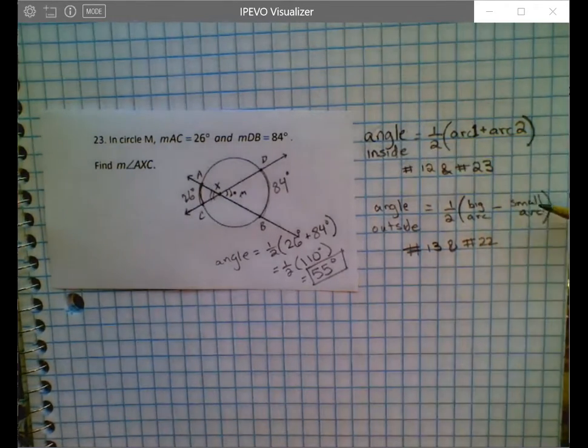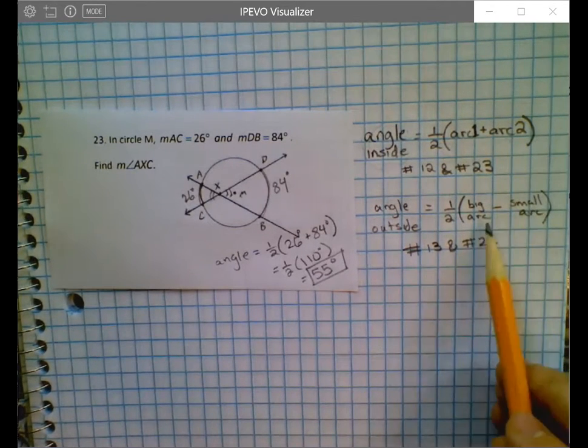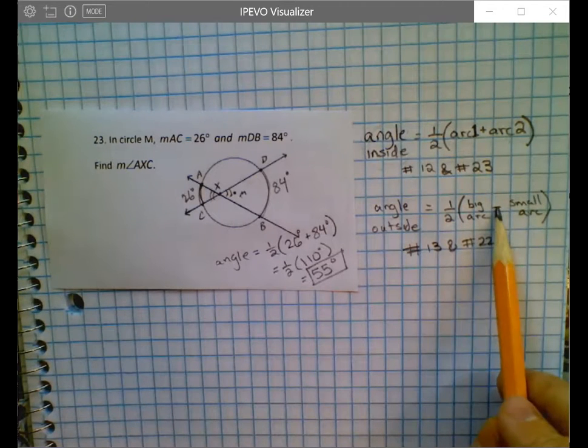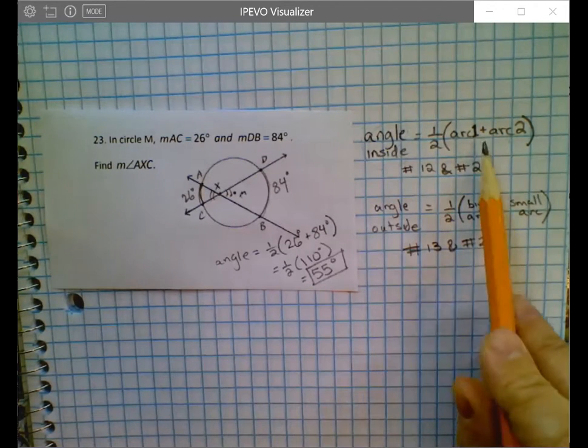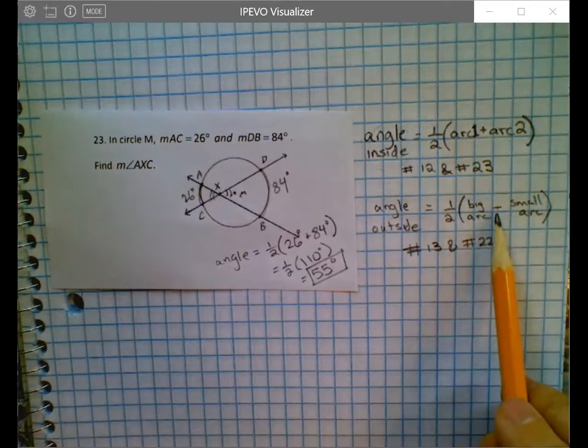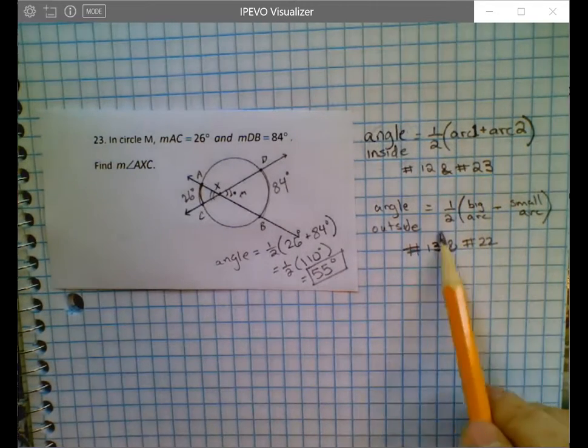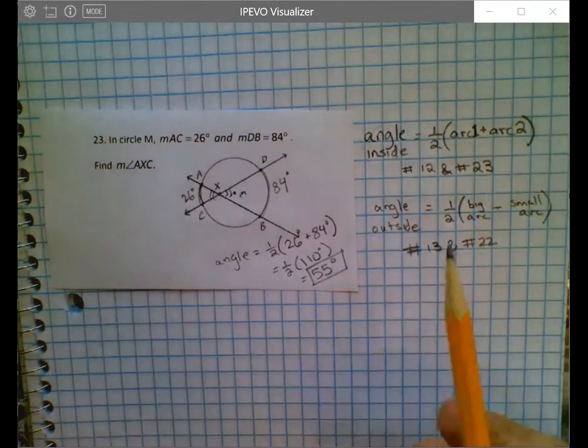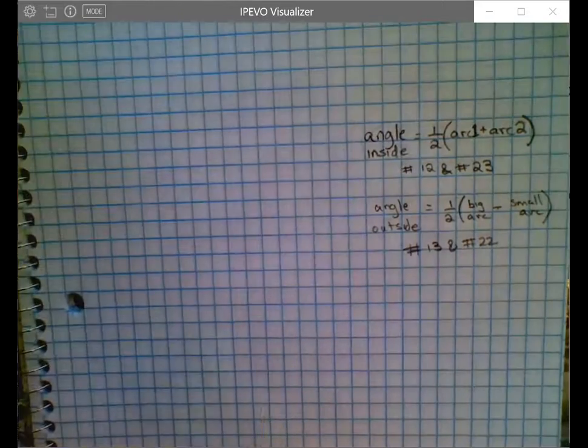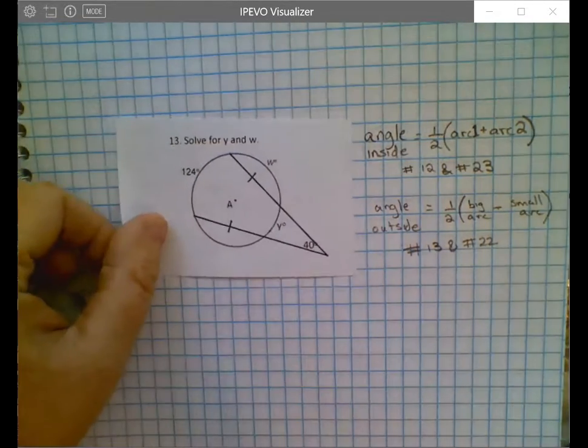Now let's look at what happens when it's outside. It's the same setup, but when the angle is outside, you're always going to have one arc bigger than the other. So what you're going to do on this is you're going to actually subtract them. Instead of adding, now we have subtraction. Big minus small times 1/2 gives us the angle. So let's take a look at number 13 for that.